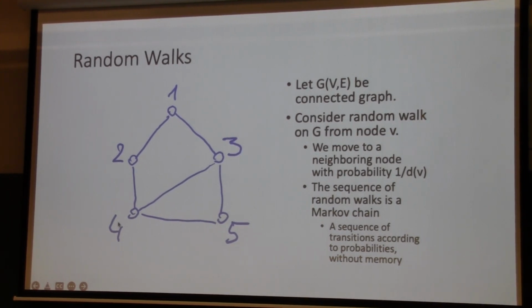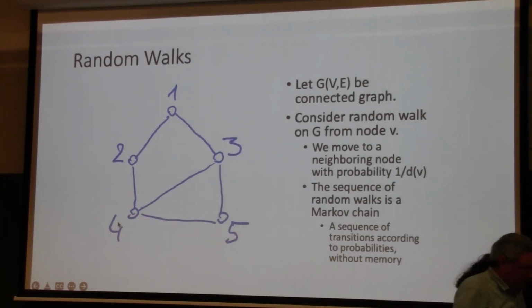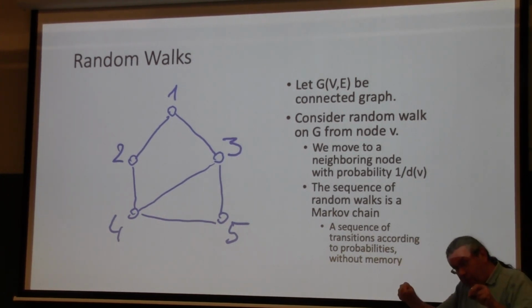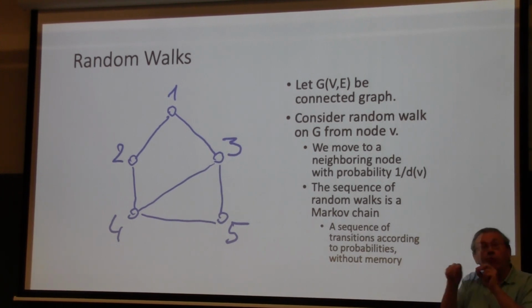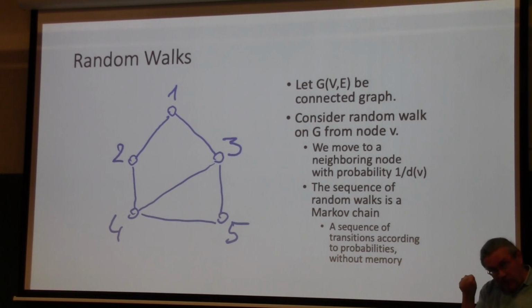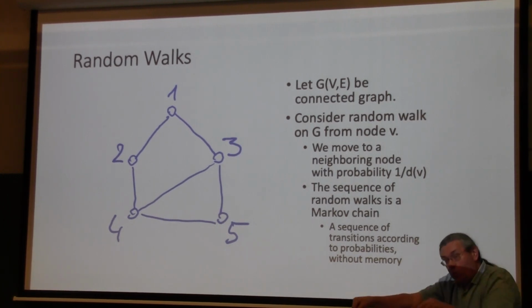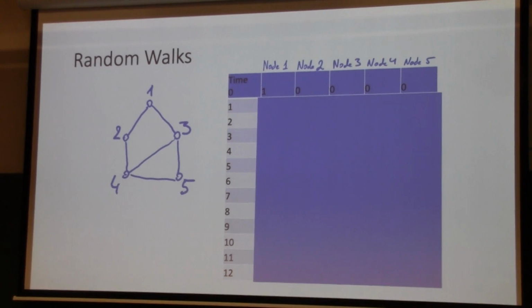And the sequence of this technically is something called a Markov chain. I'm not going to give you so much theory, but it's basically a sequence where each step is chosen according to some probability, and there's no memory. I mean, it doesn't remember where it comes from. Each step, it makes another jump, but it actually has no memory of where it came from. So that's called a Markov chain. Okay? So let's say we start at node 1.